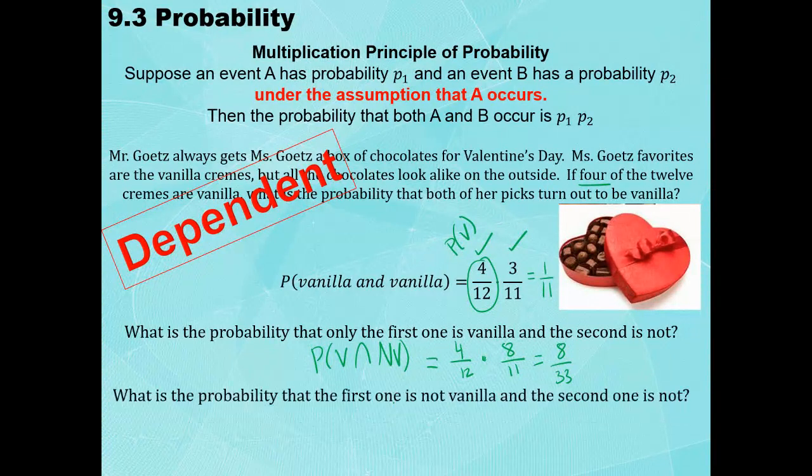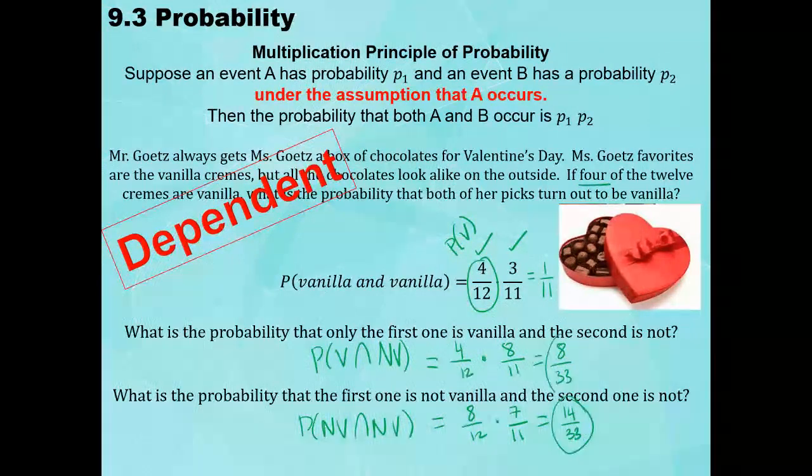What is the probability that the first one is not vanilla and the second one is not vanilla? So let me see. Not vanilla, I got 8 out of 12. Not vanilla again, well, I've already picked a not vanilla, so there's 7 out of 11, right? So what does that give me? 14 out of 33. Right?